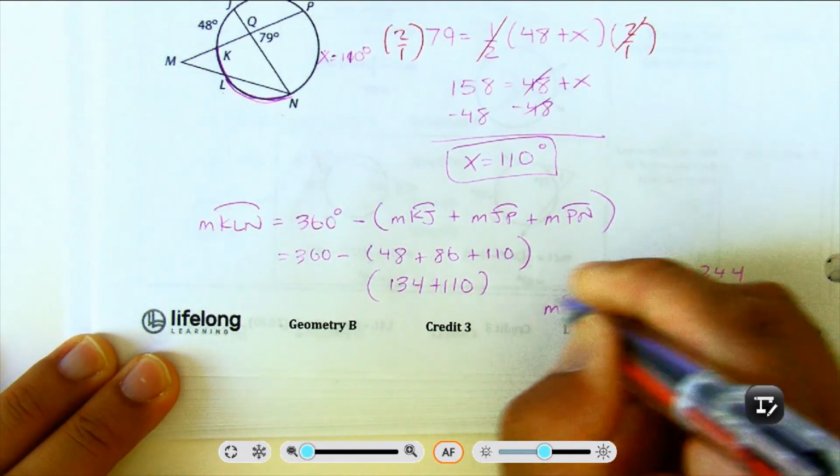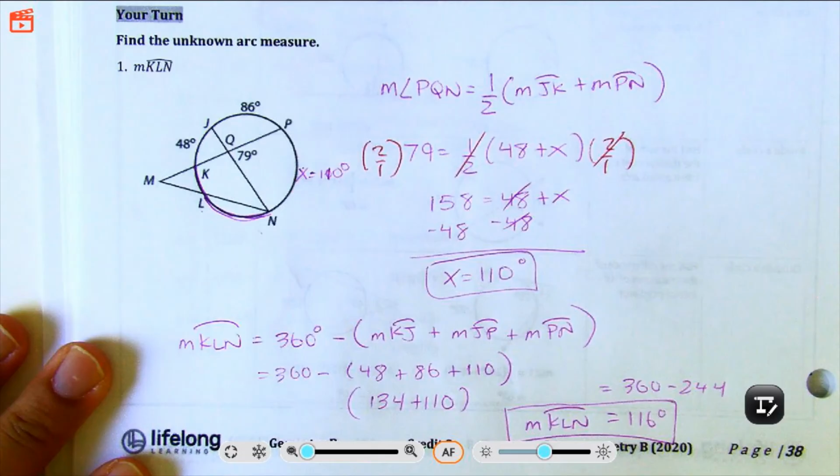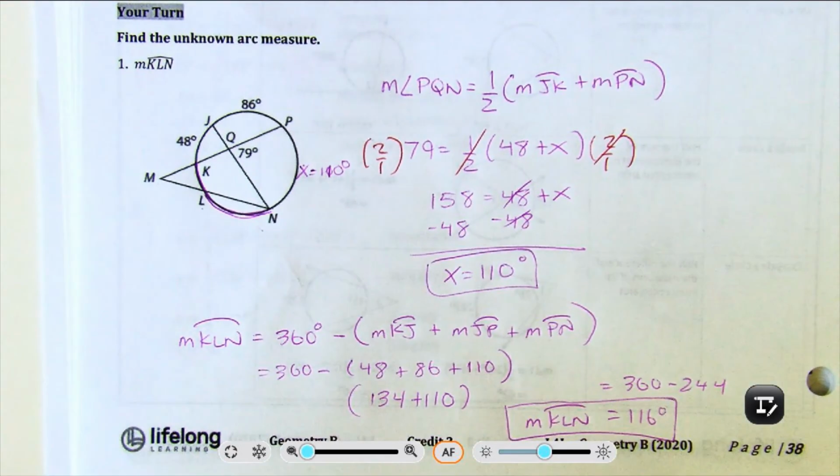So when I started this problem, I was stuck because I was trying to use a method that didn't work, because I wasn't given the certain angle measurements or arc measurements that I needed to solve the problem. So I went a different route, and we were able to solve for x, and then we were able to find arc KLN.